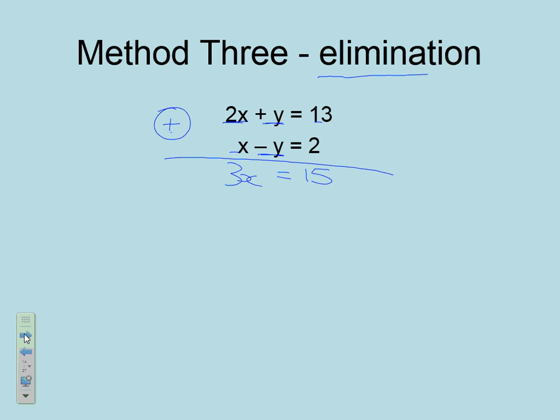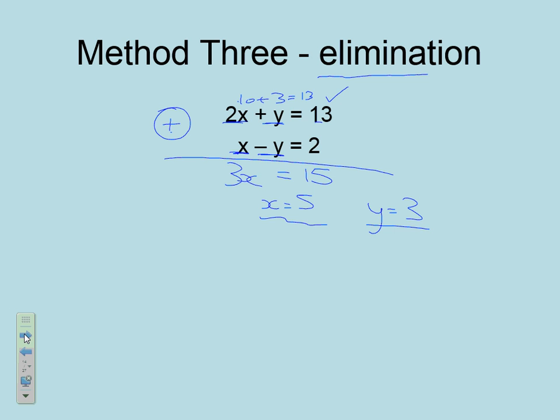13 and 2 makes 15. And so x is 5. Stick the 5 back in here and it tells you that y must be 3. Check it in the top one. 2 5s are 10, add the 3, makes 13.